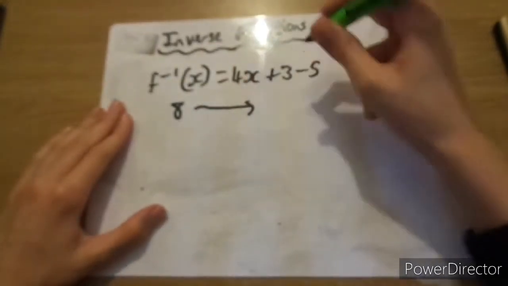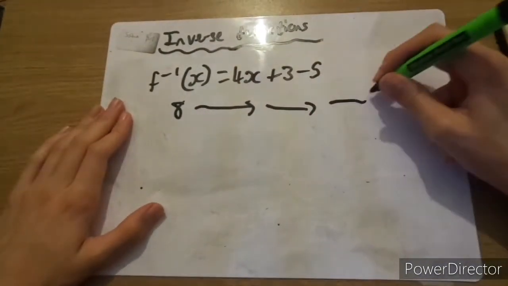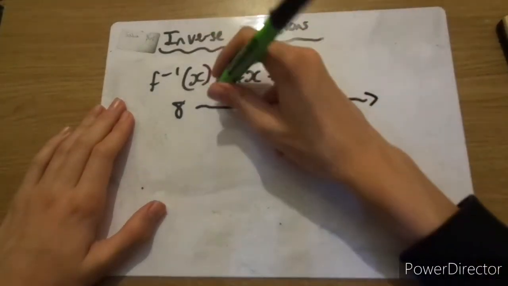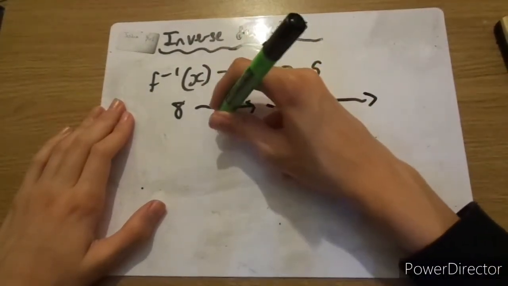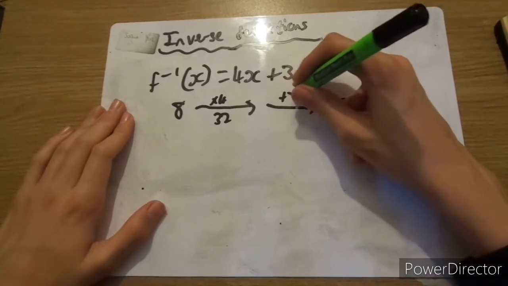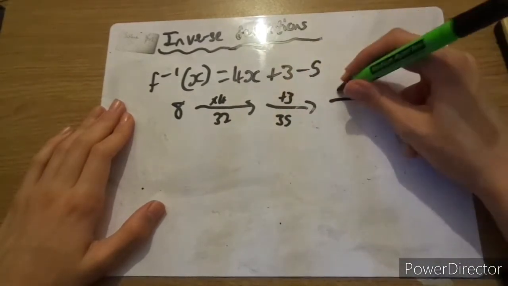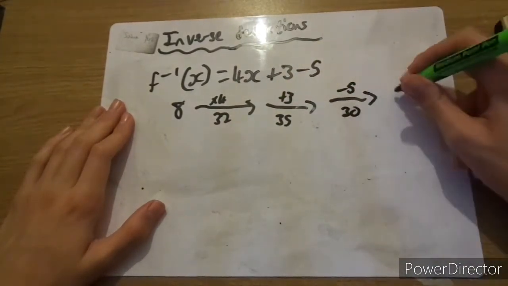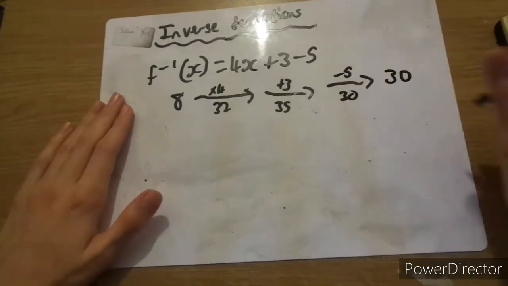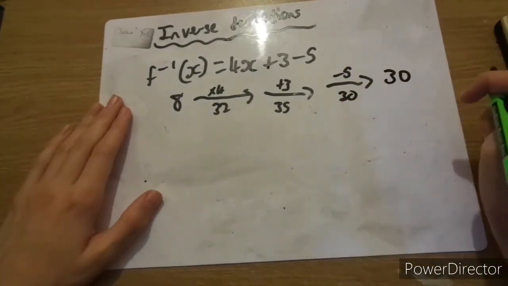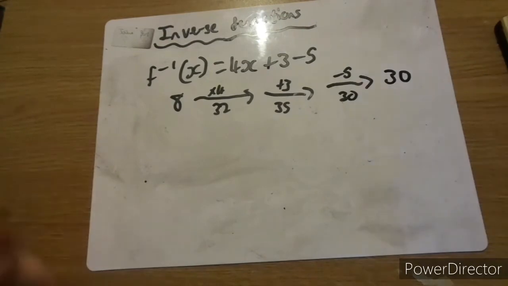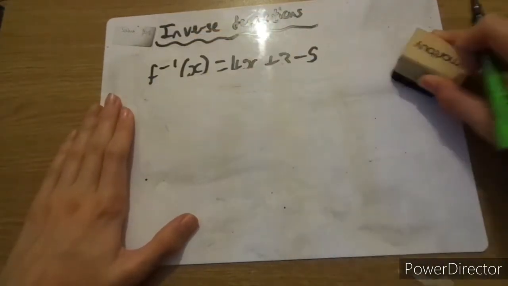So I'm going to do the arrows of what's going to happen to it. You're going to times it by 4, which will give you 32. Then you add the 3, which gives you 35, and you minus the 5, which will get you 30. So that's your final answer there. Well, that's pretty much that for that section.